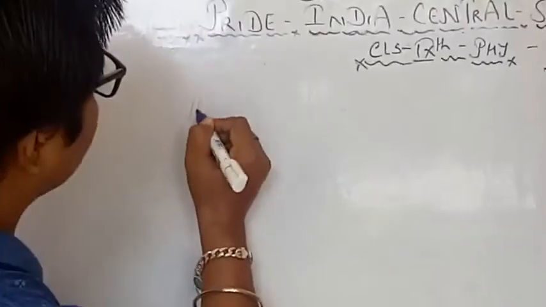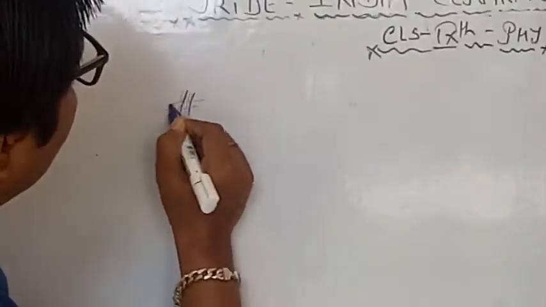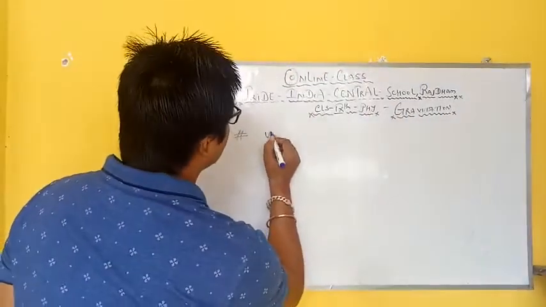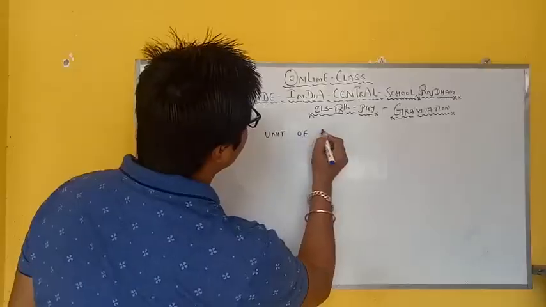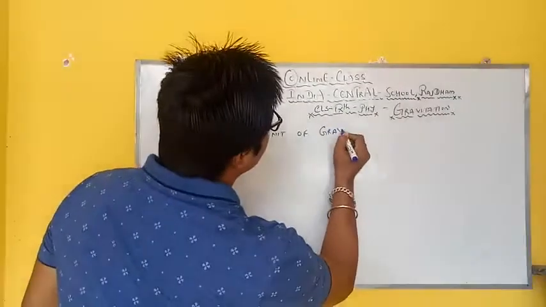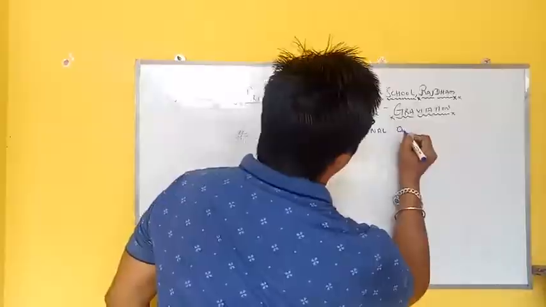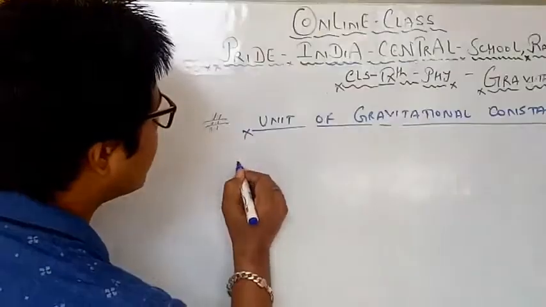Now we will move on to the next topic that we have left out. What is the topic? We will learn about the unit of gravitational constant. What is the unit of gravitational constant? So we have already seen that.